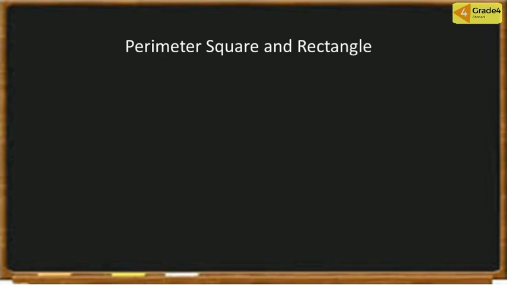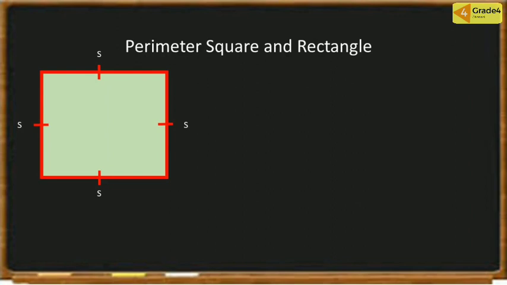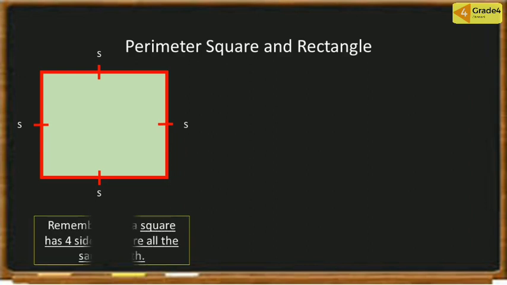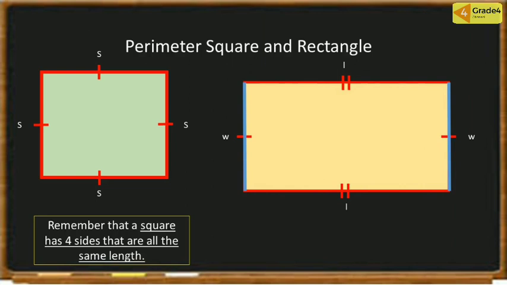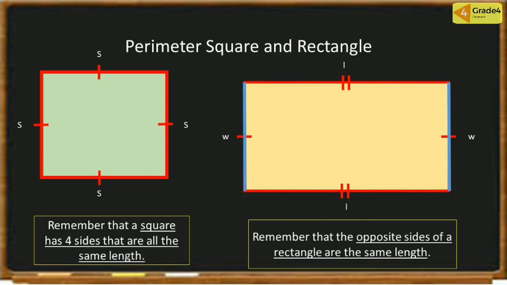Perimeter, square, and rectangle. What shape is this? Can you guess it? Yes, this is a square. Remember that a square has 4 sides that are all the same length. And then, what shape is this? Yes, this is a rectangle. Remember that the opposite sides of a rectangle are the same length.